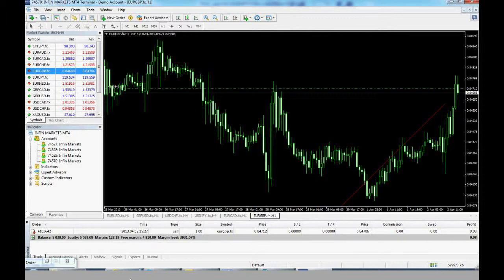The value of one pip depends on the base currency. The pip, Mr. Manoj, is basically the movement or the change in value. It depends on the currency basically. So as I put on the screen here before, okay.